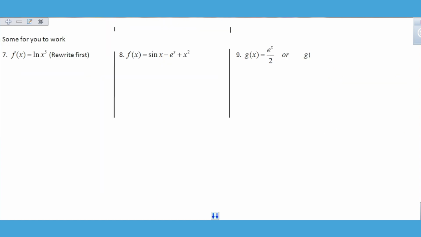Oh, no, I lied. I didn't mean to lie. So here, let's do some more. We cannot do number 8. Look at that, I see a trig function. We can't do that one, so we won't worry about that one today. But we can do number 7 very quickly.